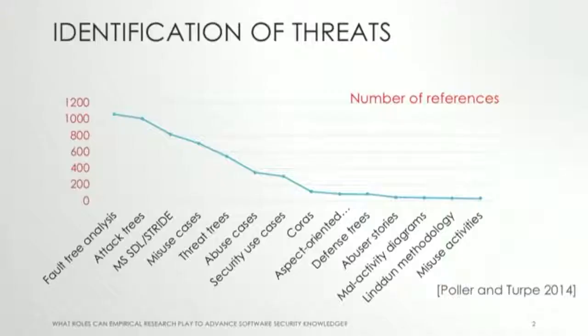The chart shows the number of citations or uses of each threat modeling approach: you have fault tree analysis, attack trees, the Microsoft SDL with STRIDE, and misuse cases. For fault tree analysis, the citation count as of 2014 is more than 1,000 papers that either extended the approach, applied it, or cited it. So we have a big number, and when you go to work with these methods in a real context, your first question is: which one am I going to use? Obviously, the simple answer is it depends. But it's good that we have many methods, as they might help us identify all the potential threats.